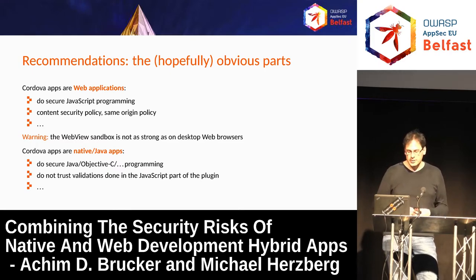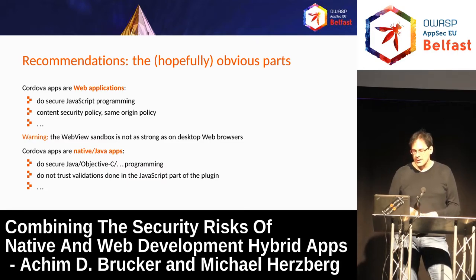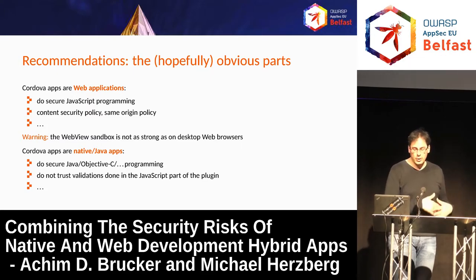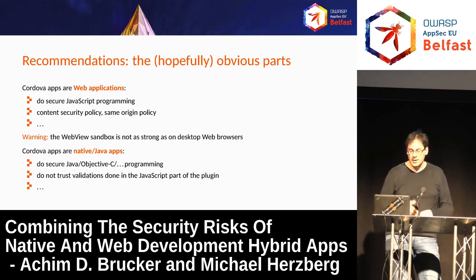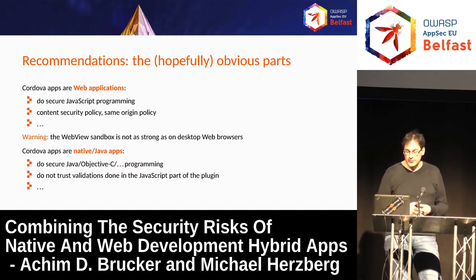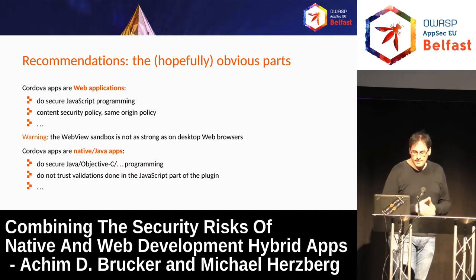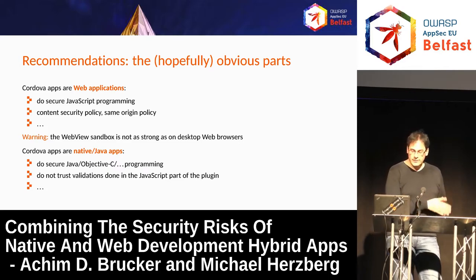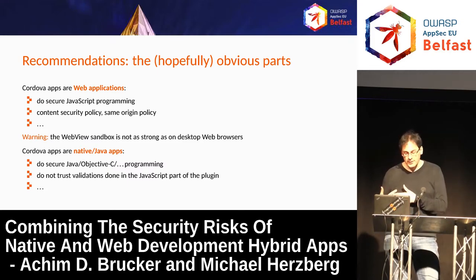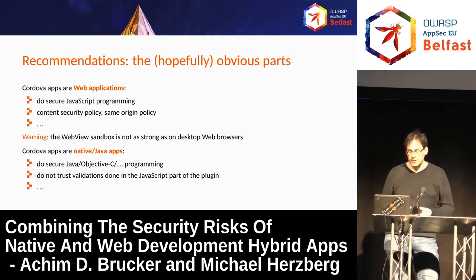In our case, we mainly looked at the Google Android applications. The native part is written in Java. So here again, as a developer, you have to apply all your complete knowledge about secure programming in the language used for the native part, be it Java, be it Objective-C, or be it C#, for example, for Windows Mobile. Clearly, whatever is coming from the JavaScript world shouldn't be trusted. So whatever comes from the JavaScript world, even though it's your application that you are writing, you shouldn't trust it and do a second defense validation within the native plugins to secure your application.